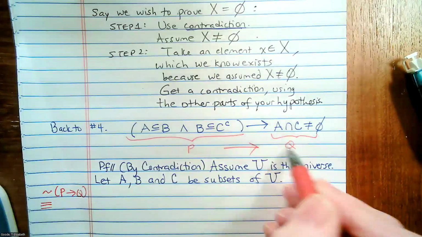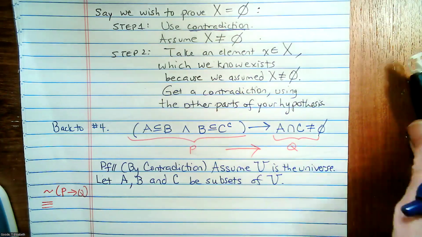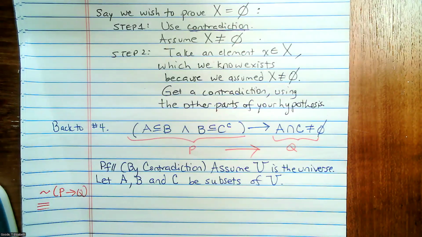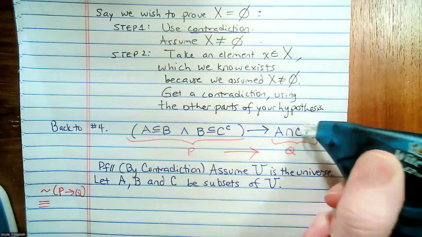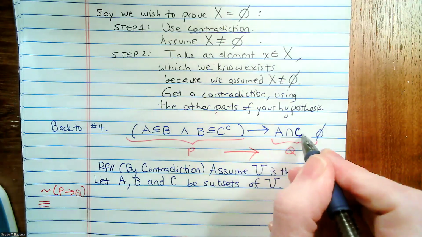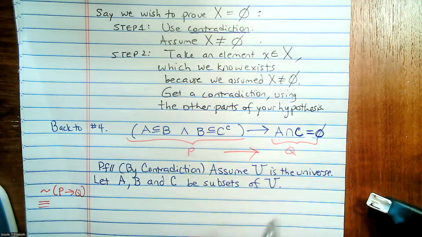That's more than just not Q. What is the negation? Oh, did I write this wrong? Is this a typo? Yes, because of the equals, it's not equal. Yeah, we're supposed to put it is equal because we're trying to prove that A intersects C is equal to the empty set.